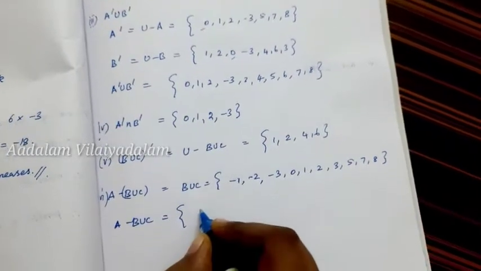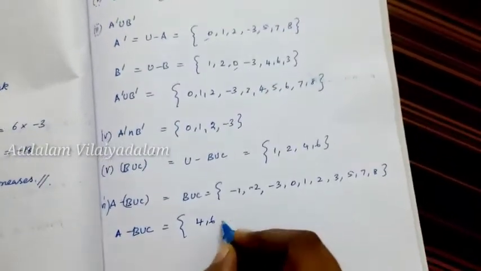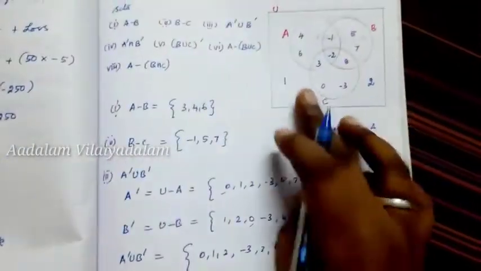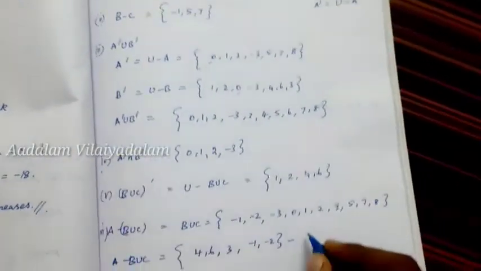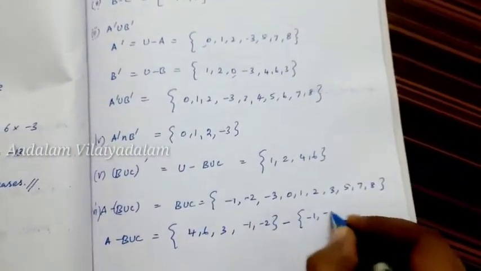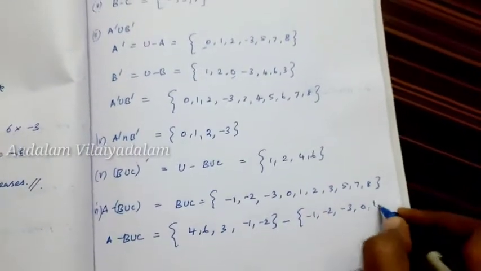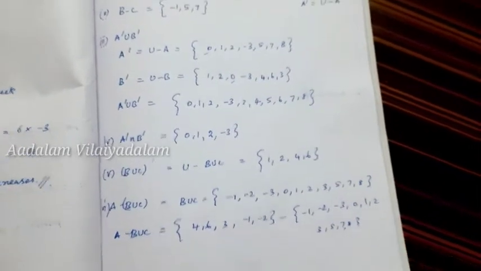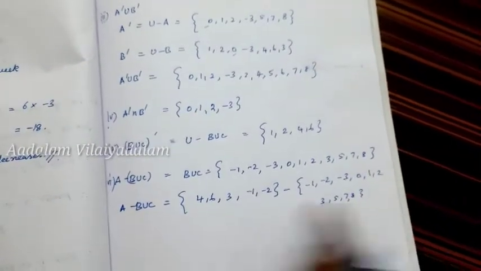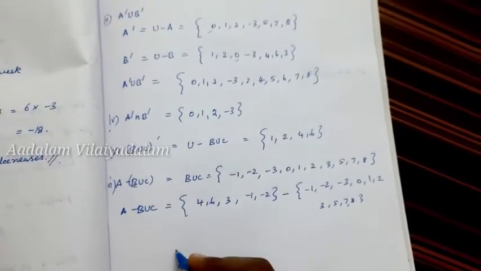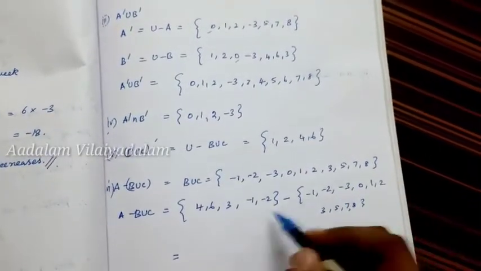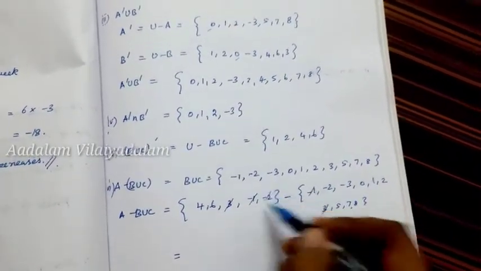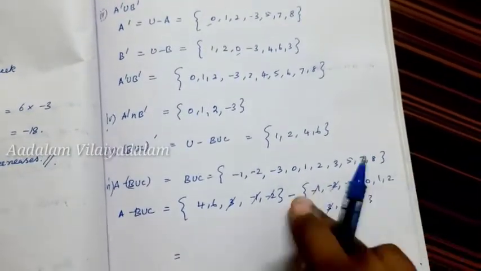So the elements of A are 4, 6, 3, minus 1, minus 2. These are called set A, isn't it? Now I am going to subtract B union C, that is minus 1, minus 2, minus 3, 0, 1, 2, 3, 5, 7, 8. Now we have to remove the common elements and subtract B union C. Let's remove the common elements first: 3, 3, minus 1, minus 1, minus 2, minus 2. Then this whole set will be subtracted.